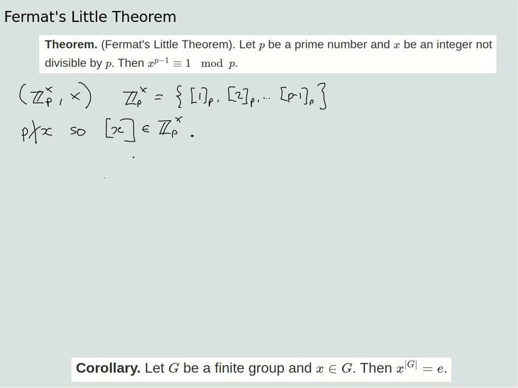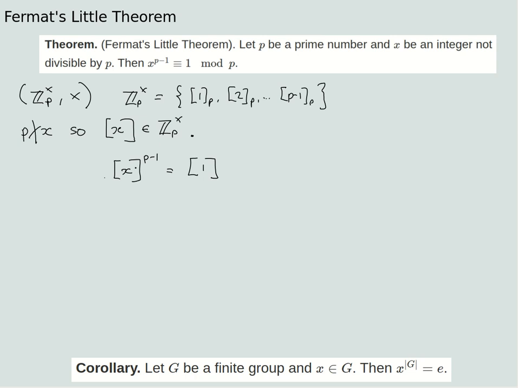So let's apply our corollary at the bottom of the screen to this element of this group. What we get out of that is, if we take this element of the group and raise it to the power the size of the group, and the size of the group here is p minus 1, then what we get is the identity element of the group. In our group Z_p under multiplication, the identity element is the class of 1.